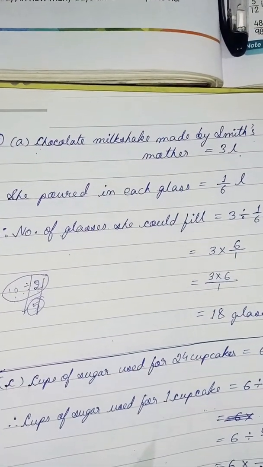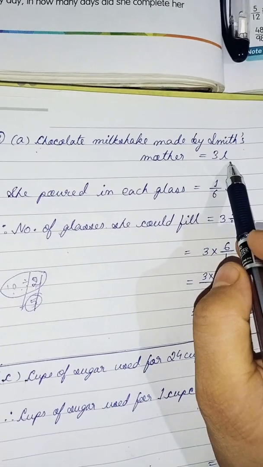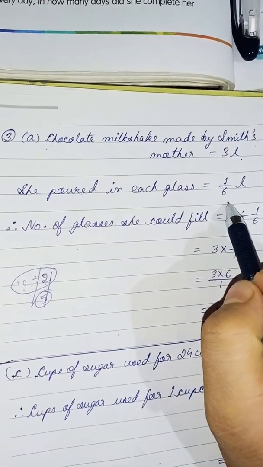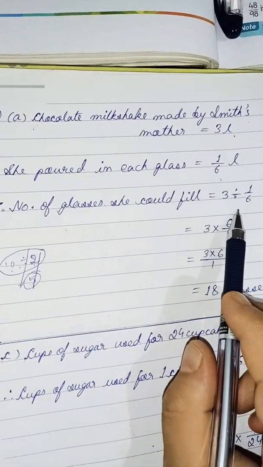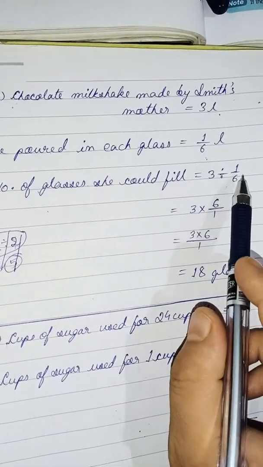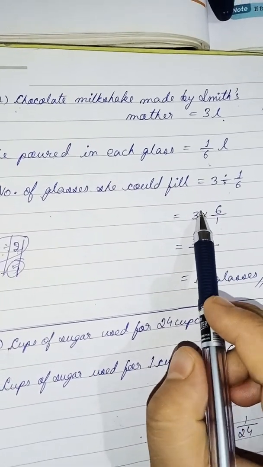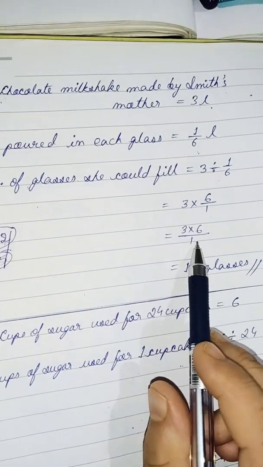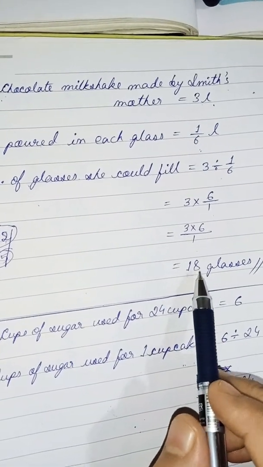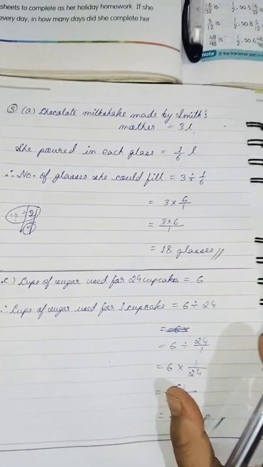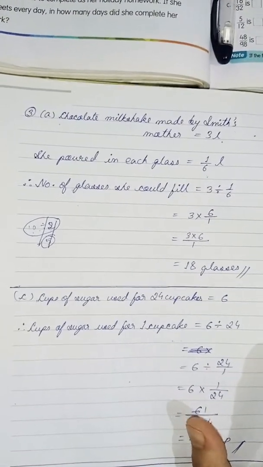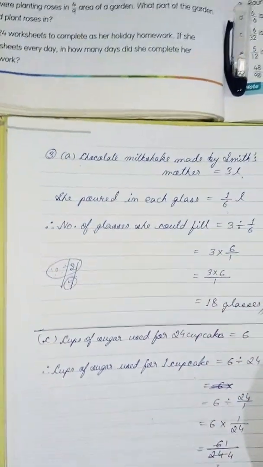Then what will be the number of glasses she can fill? So total milkshake divided by the milkshake in each glass, that is 3 divided by 1 by 6. So 3 into 1 by 6 will become 6 by 1. So 3 into 6 by 1, 18 by 1. I have not written the 1 anymore, I have directly written 18 glasses. So 18 glasses can be filled if she pours 1 by 6 liter in each glass.